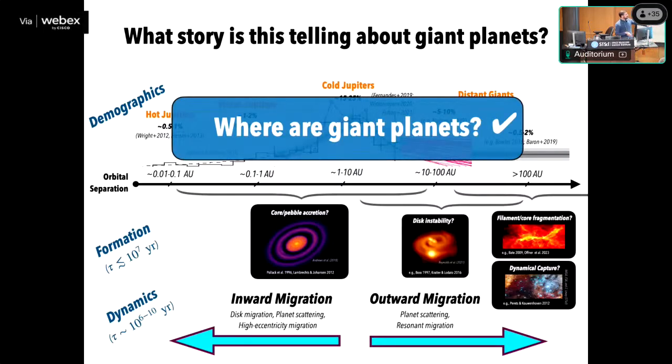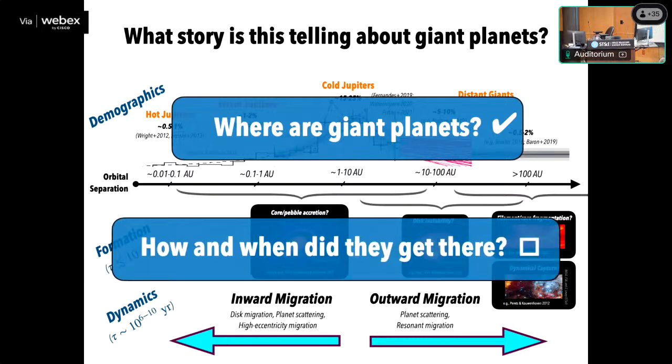So I think overall we have a general sense, and the details still need to be worked out, and there's a lot of exciting effort there. But I think we have a general sense of where giant planets form. And what I'm really excited about is the time, the temporal dimension of how and when did they get there.